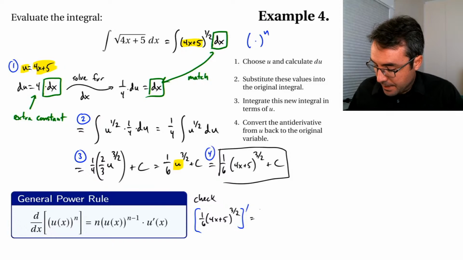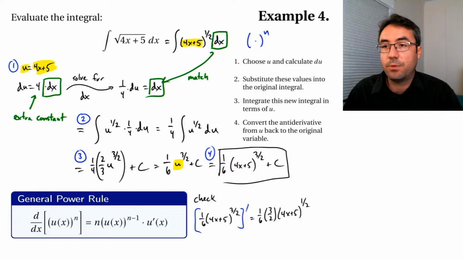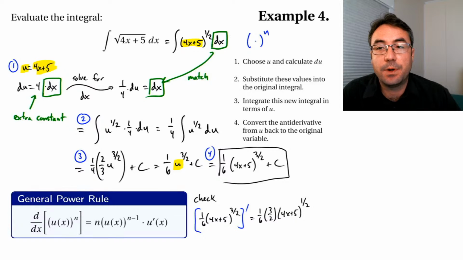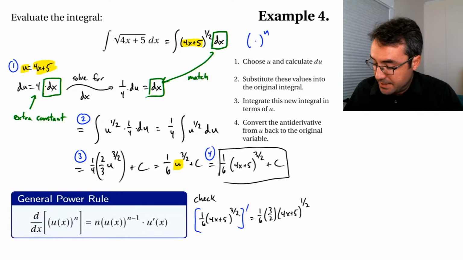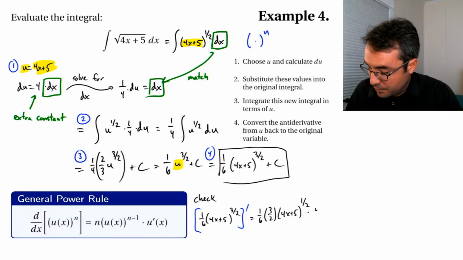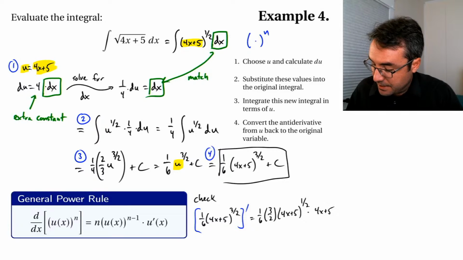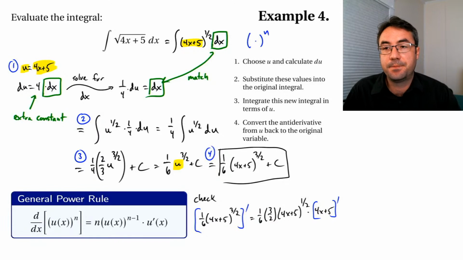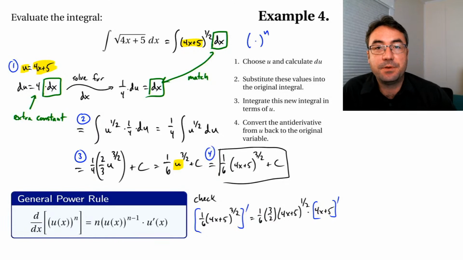basically bring down the exponent, keep what you have in the parentheses exactly the same. Subtract 1 from the exponent, so we go down to 1/2. And then take those terms that are inside the parentheses, the 4x plus 5, and multiply by their derivative. And so the derivative of 4x plus 5 is just 4.